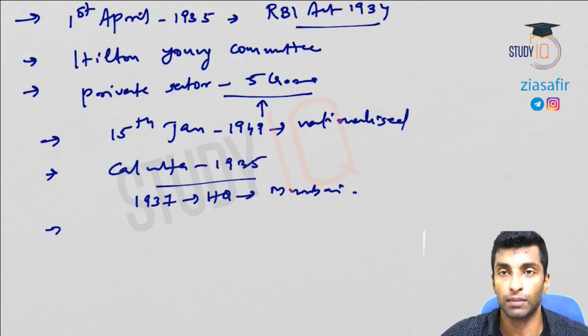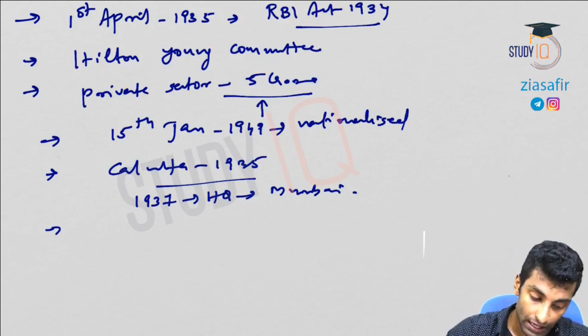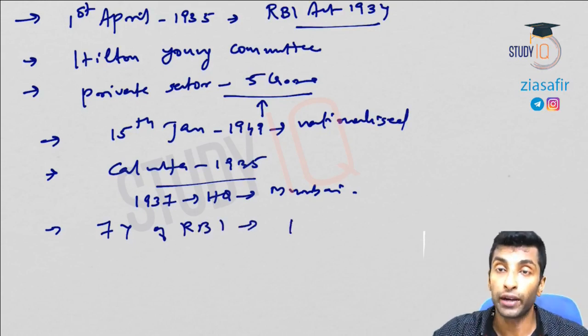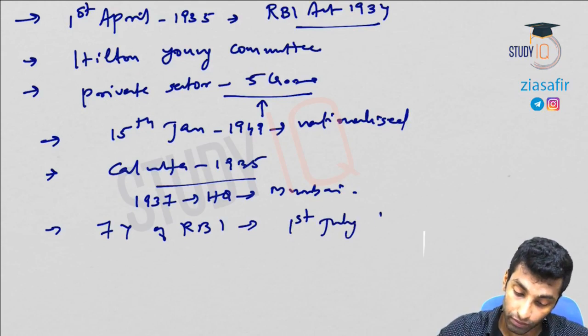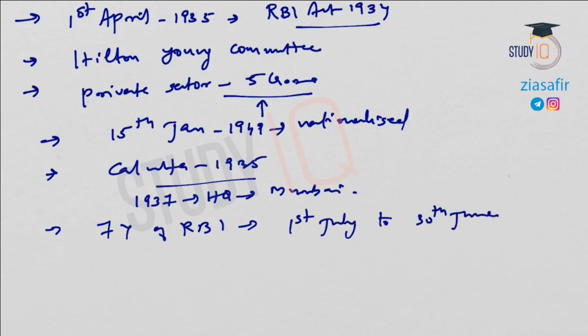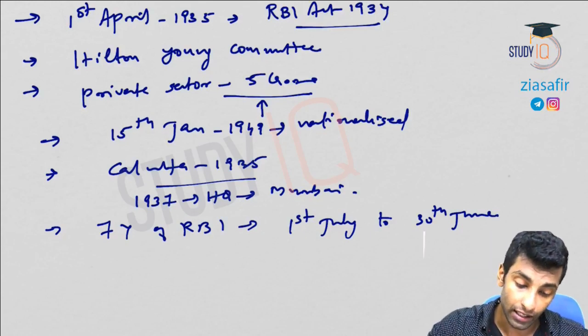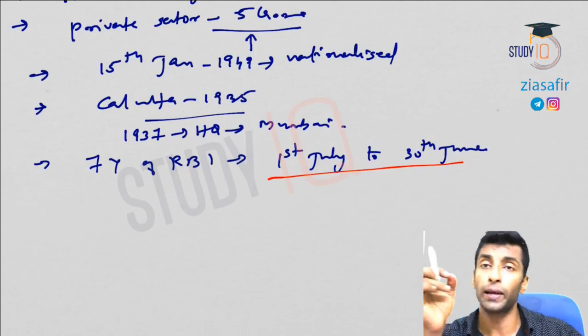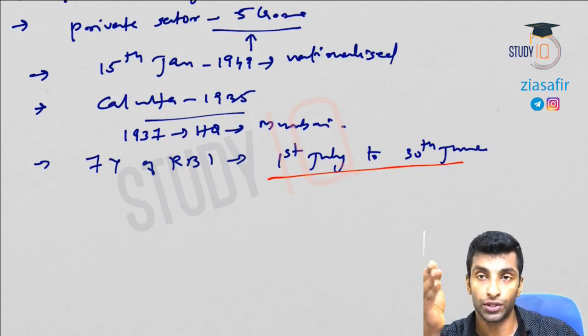Now what is the financial year of RBI? This was also asked as a prelims question before. The financial year of RBI is 1st July to 30th June. Okay, now what is the rationale behind this? Why was it kept 1st July to 30th June? Otherwise it is generally 1st April to 31st March, right?